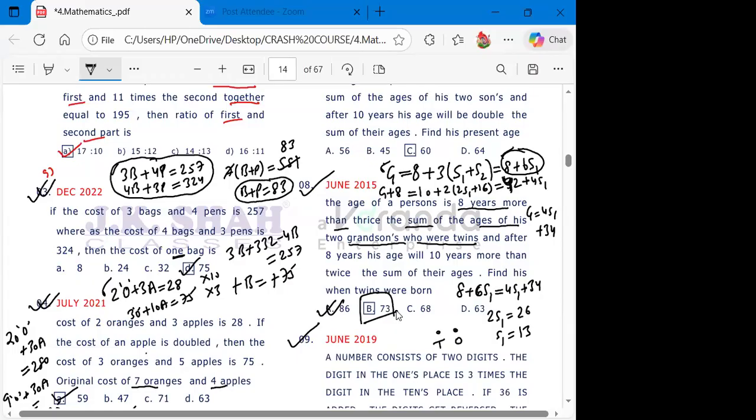Correct? Write it down. Because if they will ask only grandpa, then it will be 86. But they're asking grandpa when they were 0. Online students, is the screen visible to you all now?